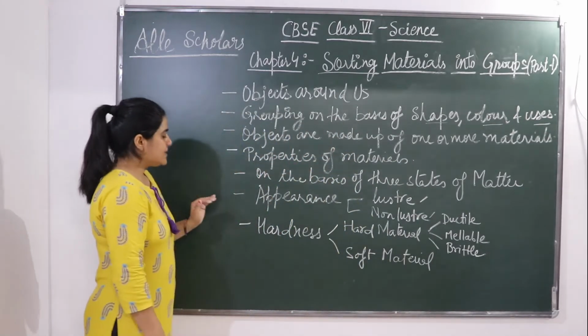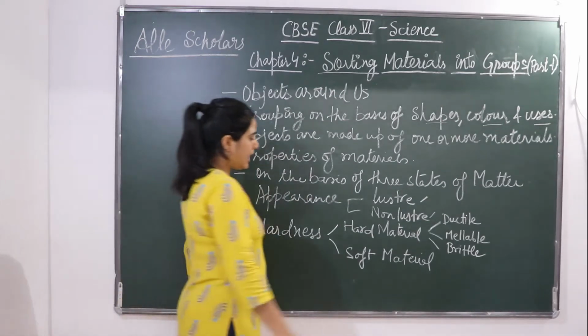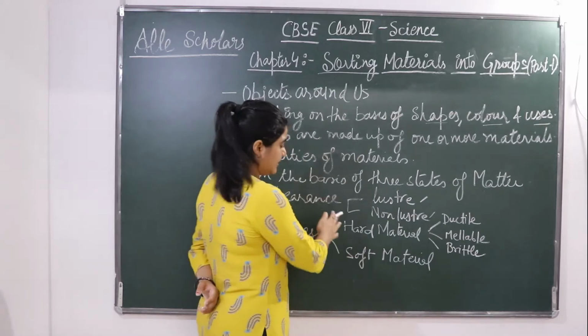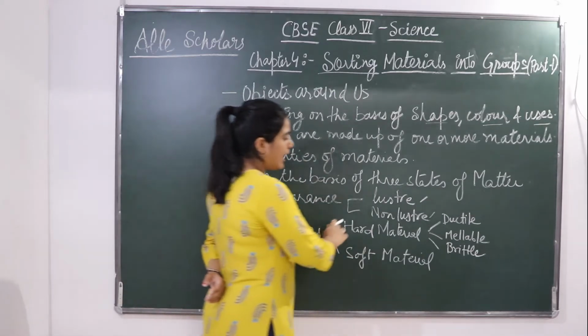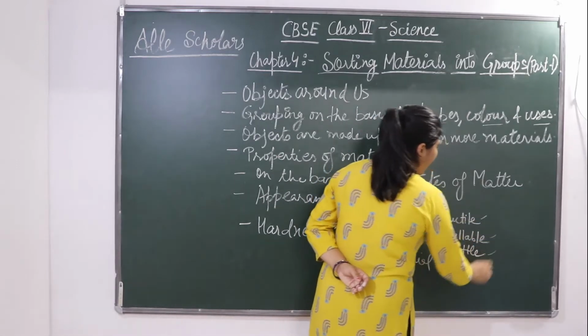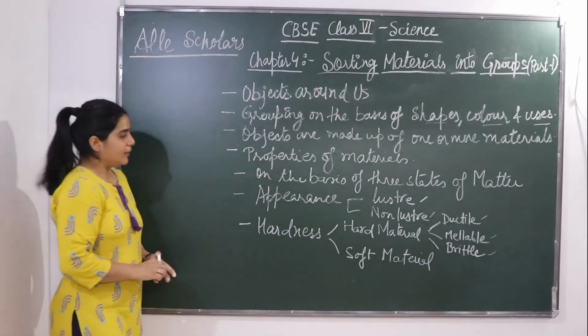Then these materials can be classified on the basis of their hardness, that is a hard material or a soft material. It is classified in two forms. The hard material is further classified as ductile, malleable and brittle. So these are the things we are going to discuss in part 1.